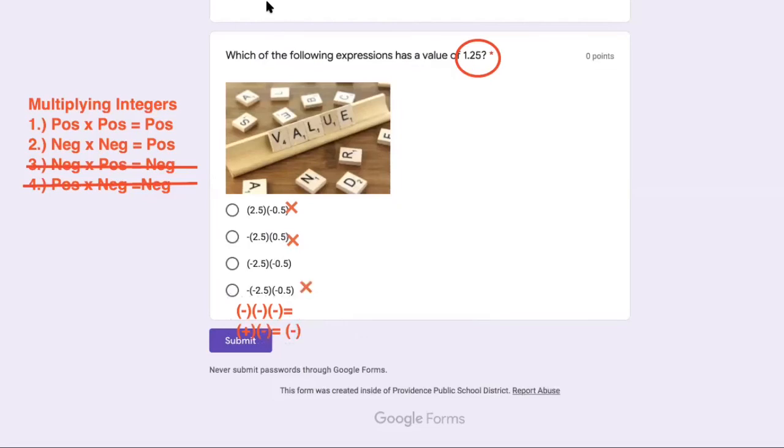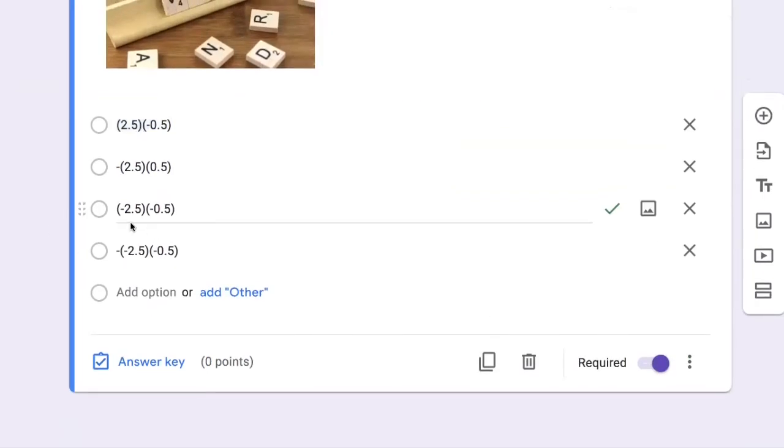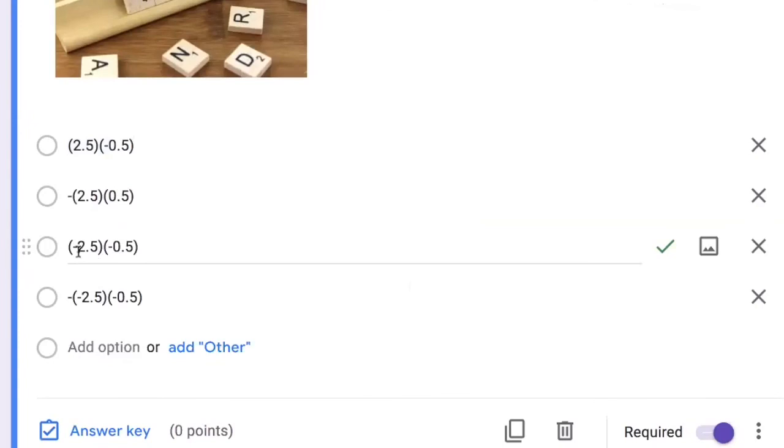So our final answer is going to be negative times a negative is a positive. The answer is negative 2.5 times negative 0.5, or negative 2 and 5/10 times negative 5/10.